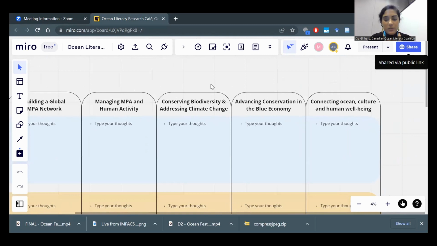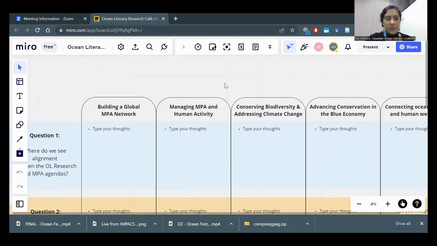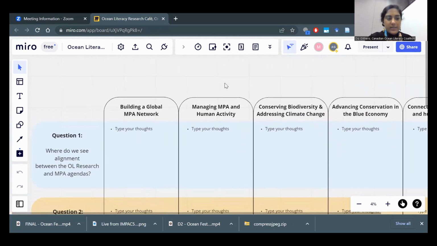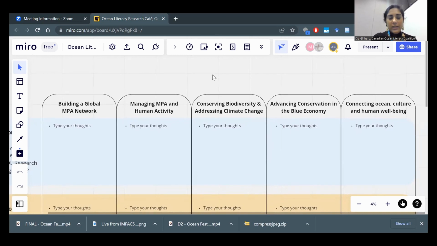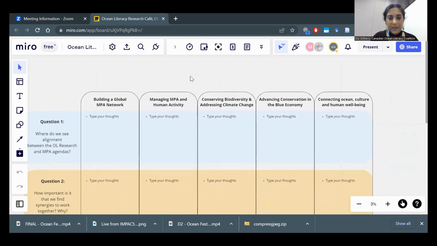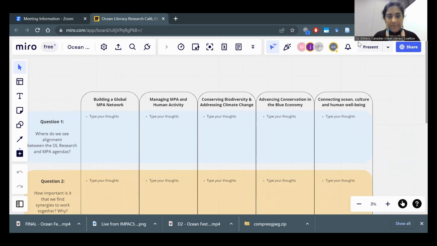So what we'll have to do, we're going to go through question by question. Starting with question 1, where do we see alignment between the OL research, ocean literacy research, and MPA agendas? It doesn't have to be linear depending on what your interests are. If you have any ideas, comments, feel free to unmute yourself and pass them on. So where do we see alignment between OL research and MPA agendas in any of these 5 points?